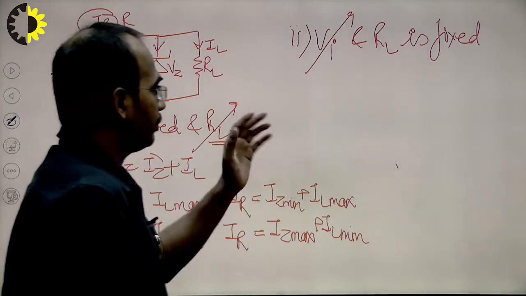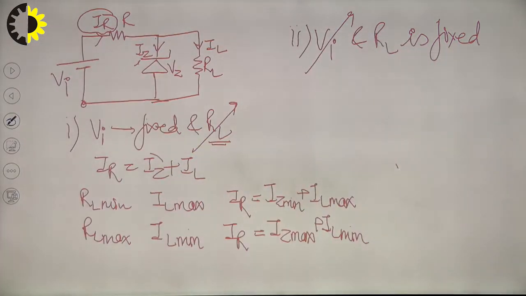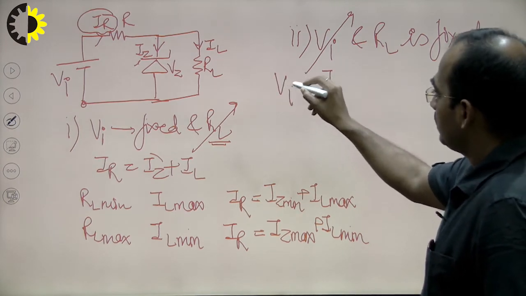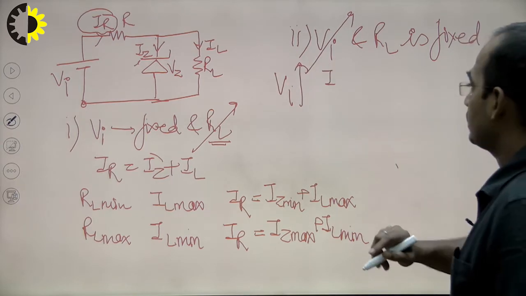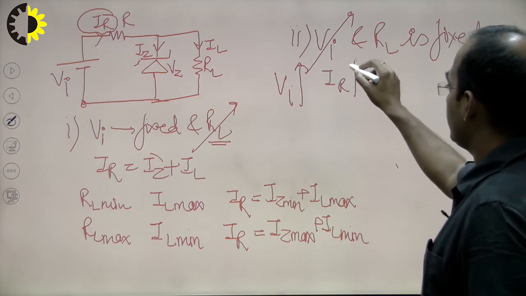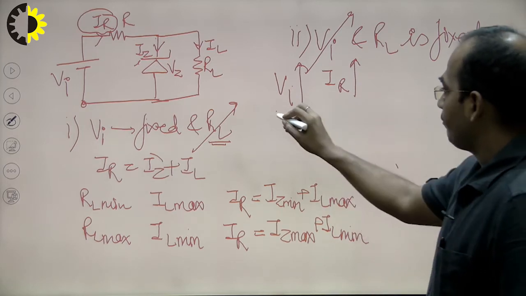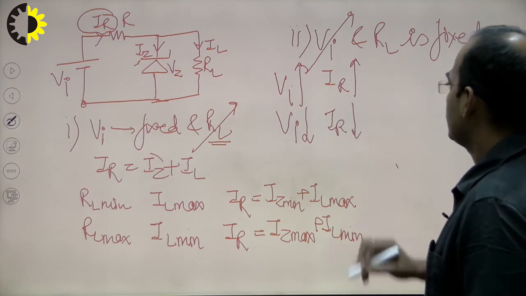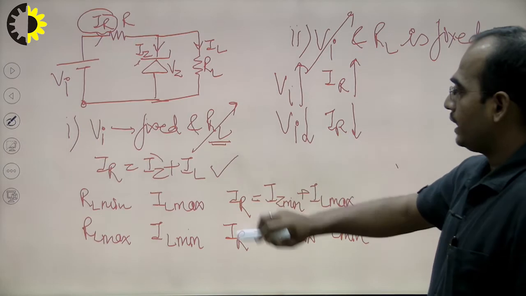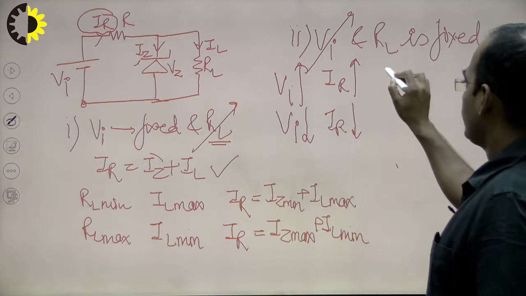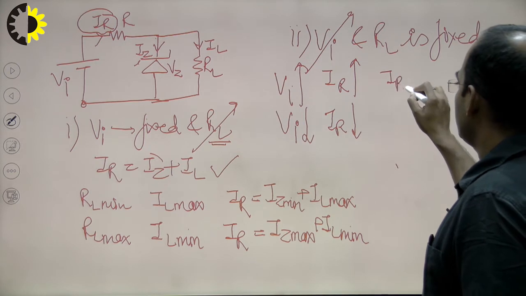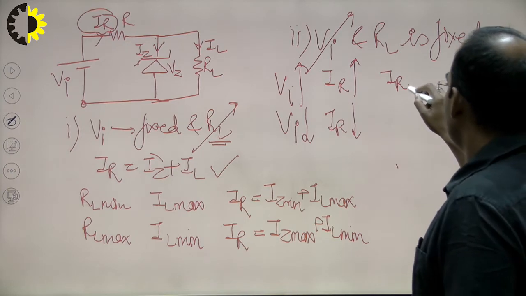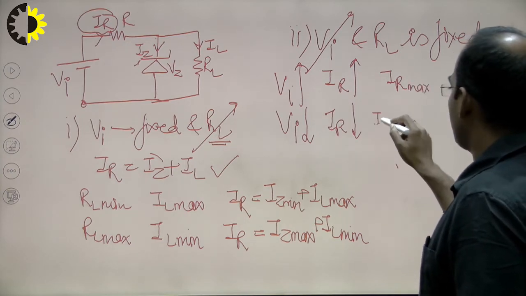Similarly, by varying the input voltage Vi and maintaining the RL fixed, what will happen? If Vi is increasing and resistance R is fixed, the input current IR will increase. If Vi is decreasing, it means IR will decrease. So what will happen? IR is equal to IZ plus IL. Let me take the maximum value, and here IR minimum.